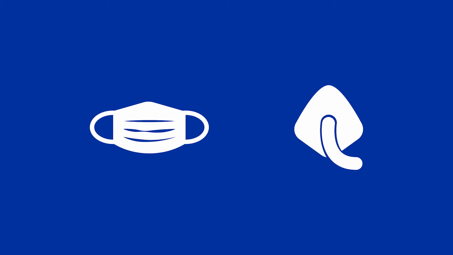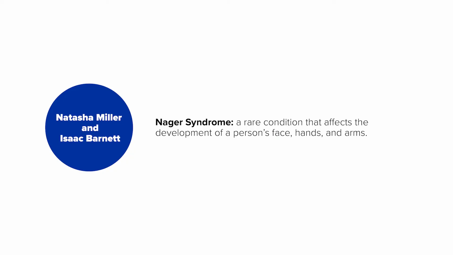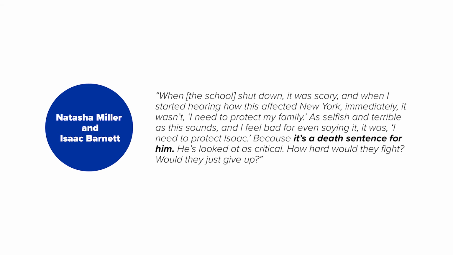Now, as has been recently reported in a Kentucky newspaper, the Paintsville Herald, one of the biggest fears for Johnson County resident Natasha Miller, whose 14-year-old son Isaac has Nager syndrome, which is a rare condition affecting development of his face, hands, and arms. She said she has to be extra careful about exposing him to viruses. And she said in this interview, when the school shut down, it was scary.